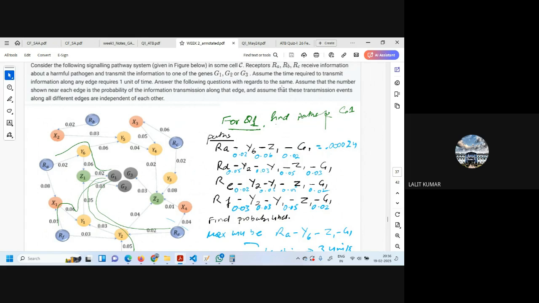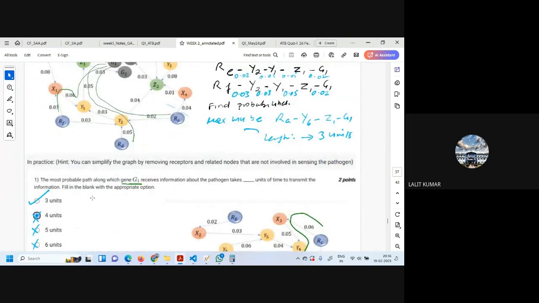Answer the following questions with regards to the same. Assume that the number shown near each edge is the probability of the information transmission along that edge, and assume that these transmission events along all different edges are independent of each other. So question 1: what is the most probable path along which gene G1 will receive information about the pathogen, and how many units of time does it take to transmit the information?